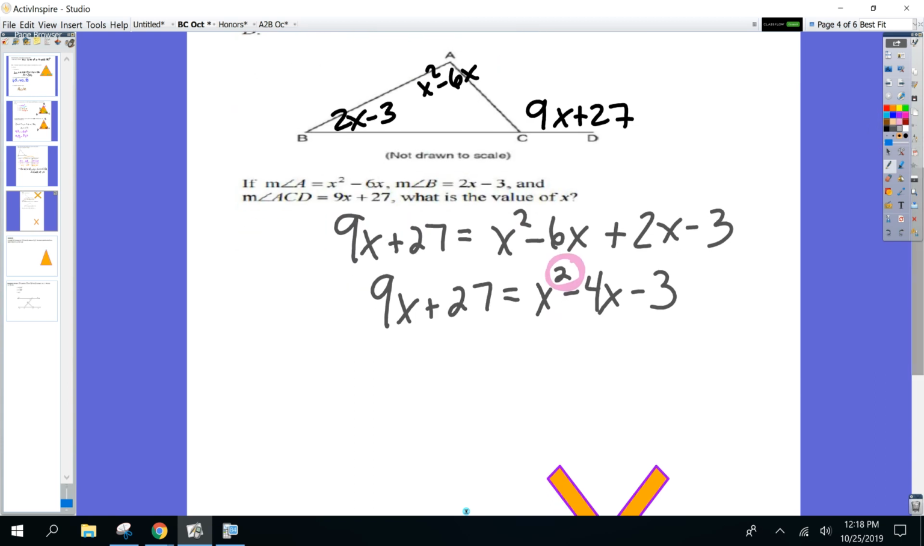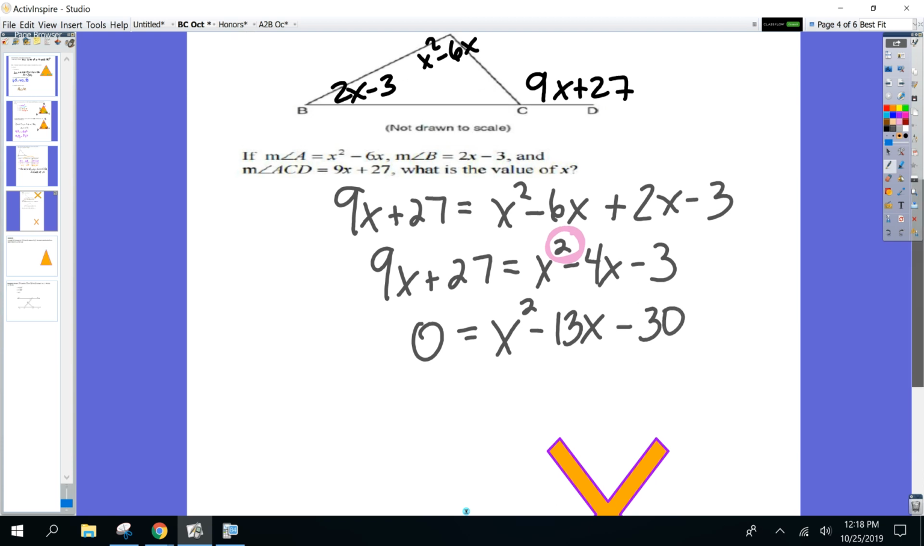Subtract it over. So what am I going to have on the right side? 27, huh? On the right side, x squared minus 13x. How do I move this 27 over? Subtract it, and what will it make on the right side? Minus 30.